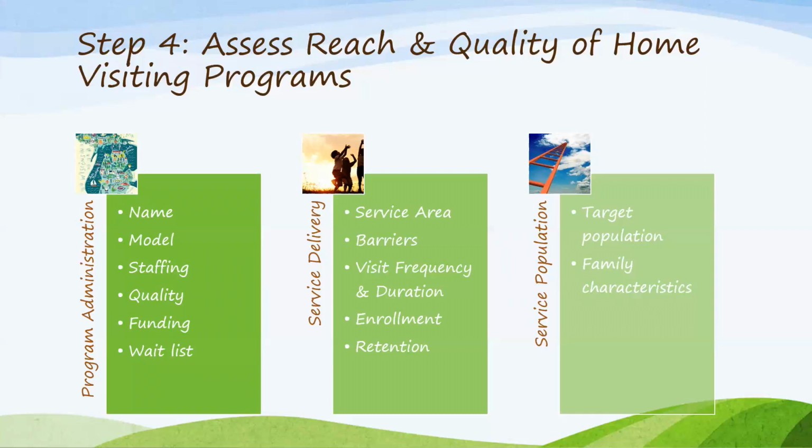The service delivery category includes service area, barriers, visit frequency and duration, enrollment, and retention. This information describes additional information about the program's capacity to provide services and any challenges it experiences. Finally, the service population category includes target population and family characteristics. This information helps identify which groups are included in the target population for existing home visiting programs. Together, this information will be used to gain a better understanding of the current capacity of home visiting programs in each community and potential gaps to meet the home visiting needs of high-risk populations.